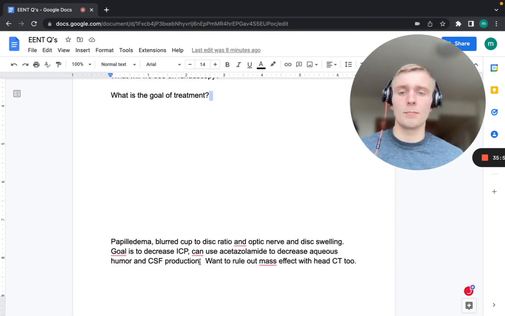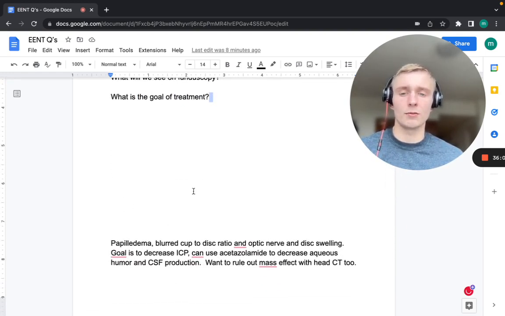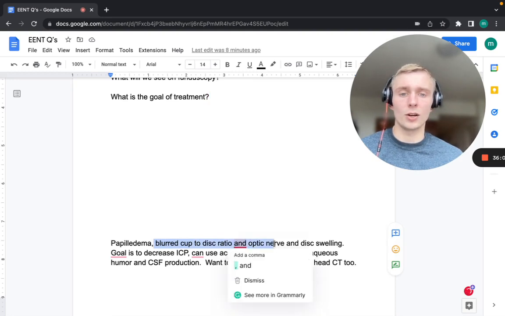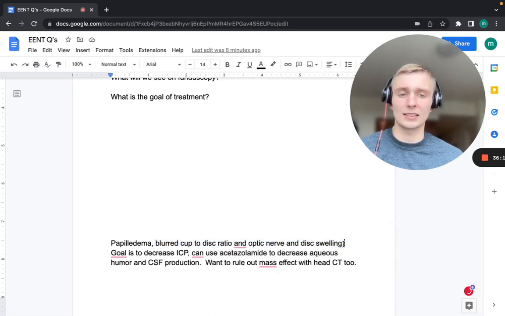So that's going to be papilloedema. So they have 2 types of hypertension. They're having increased eye pain as well. Blurred cup to disc ratio and optic nerve and disc swelling. So that's classic for papilloedema. Again, blurred cup to disc ratio and optic nerve and disc swelling.